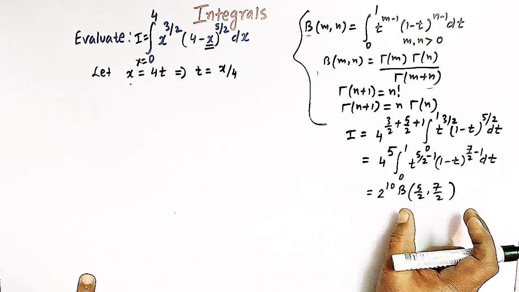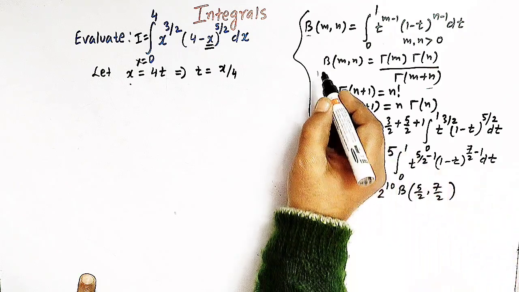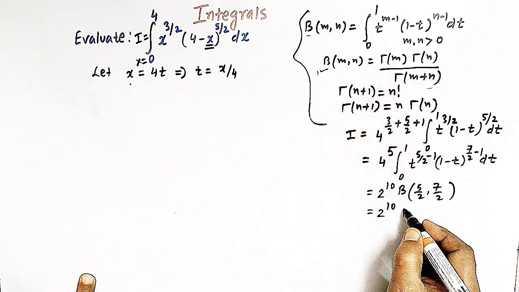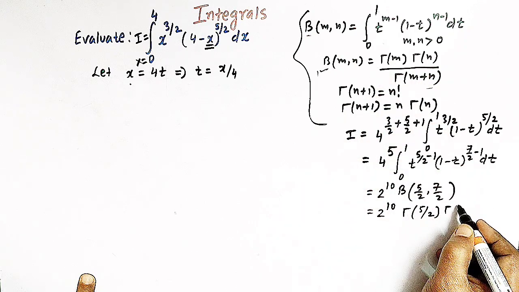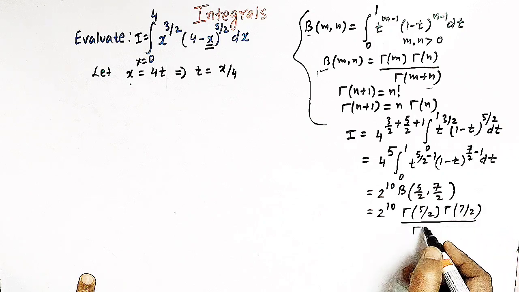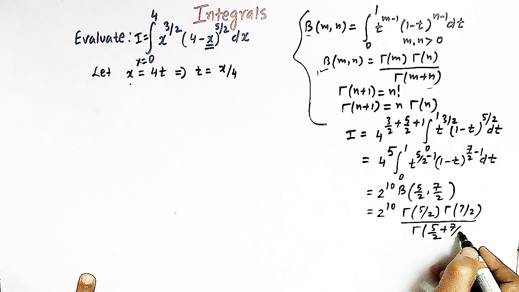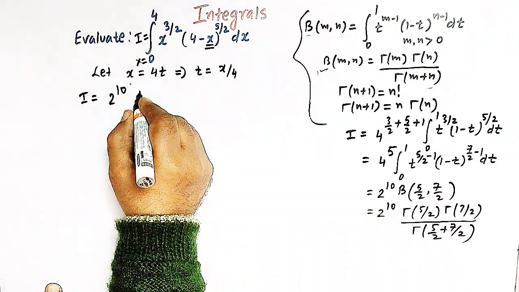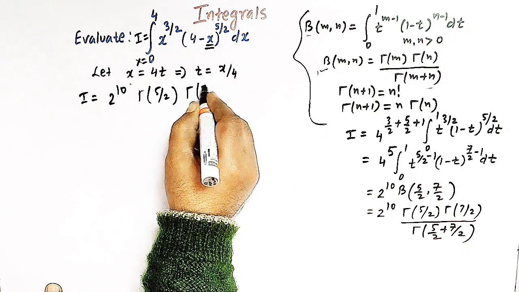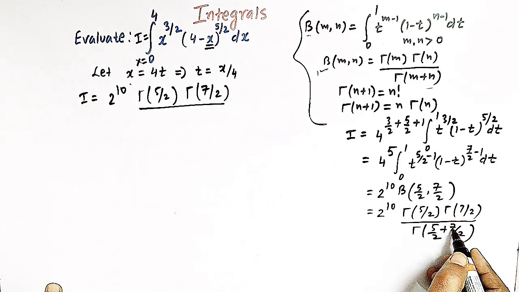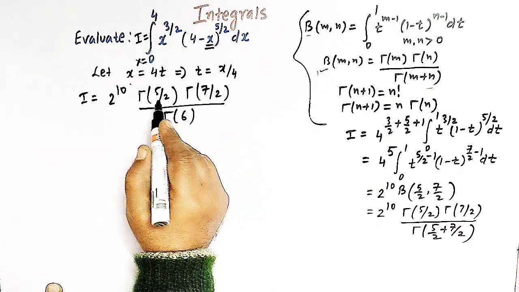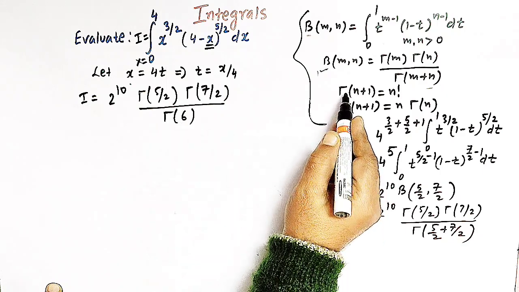So now to calculate the value of this beta function, we have to make use of this result. So we have 2 raised to 10, then we have gamma m. Gamma m is gamma 5 by 2. Then we have gamma 7 over 2 divided by gamma of 5 over 2 plus 7 over 2. So now the integral I can be written as 2 raised to 10, then we have gamma 5 by 2 and gamma 7 over 2 divided by, this is 7 plus 5, 12, 12 over 2 is 6. So we have gamma 6, right? So now let us find out the values of these three terms using these relations.